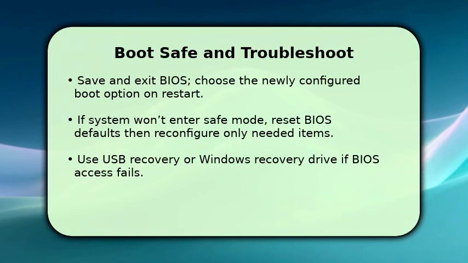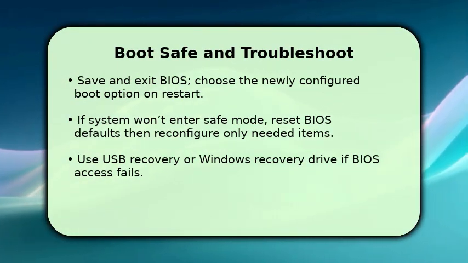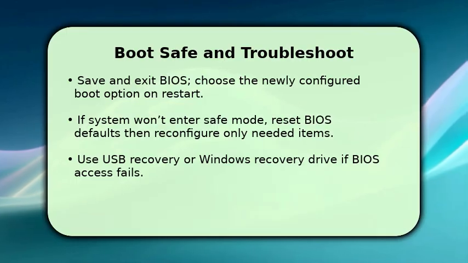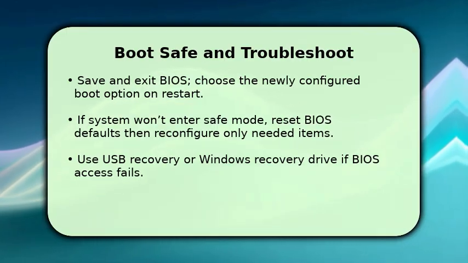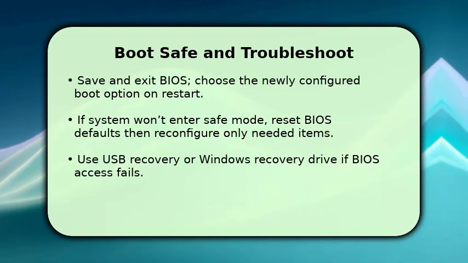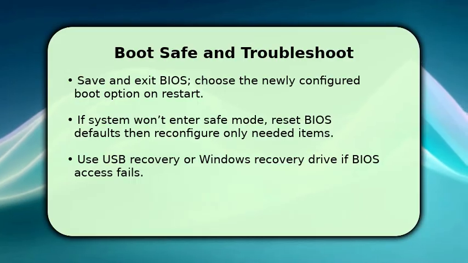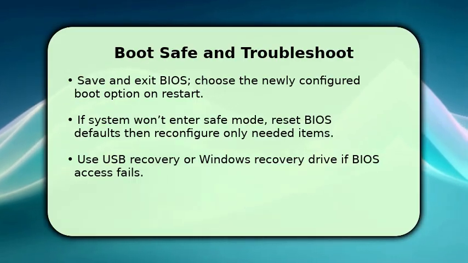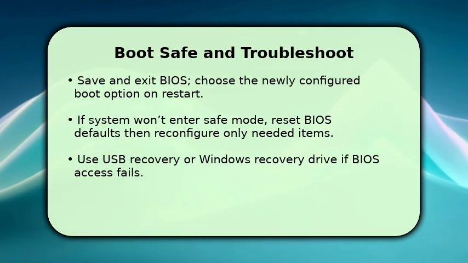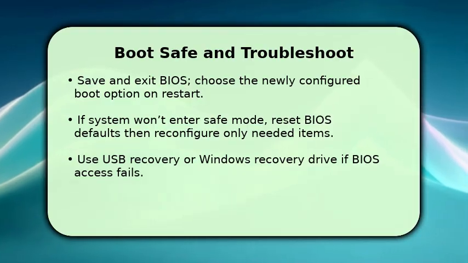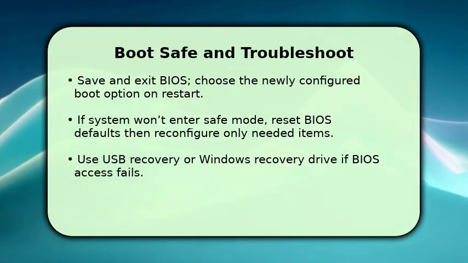After configuring firmware, save changes and exit so the PC restarts into the chosen safe or diagnostic mode. You should see a minimal boot or recovery environment. Run your repairs or diagnostics there. If the system refuses safe boot, enter BIOS again and choose Load Setup Defaults, then reapply only the necessary safe settings. This clears unintended conflicts.